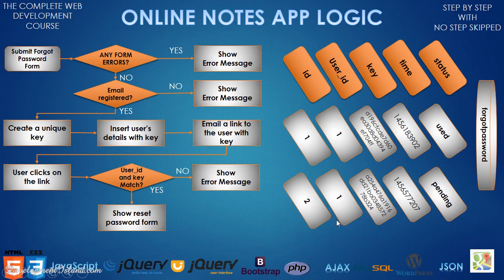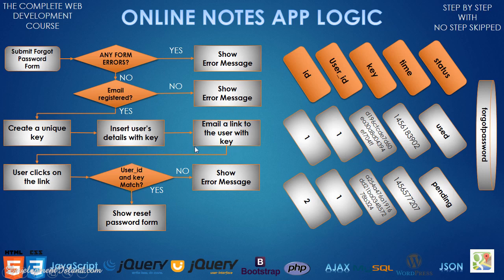So you're going to have the user ID, the key, and also the time when the key was created. So we're going to need this column, time, to make sure that the key is still valid. So you can choose to have the key valid for only 24 hours if you like. And also we're going to have the status column, which will tell us whether the key is pending or if the key has already been used.